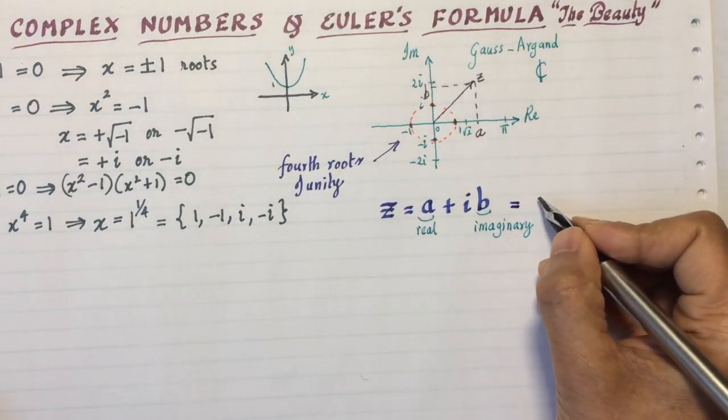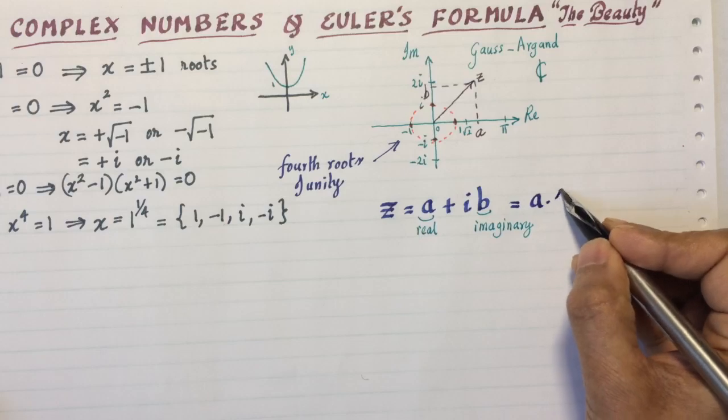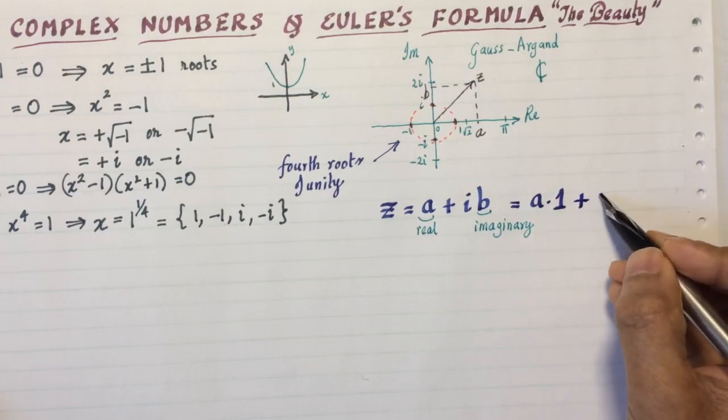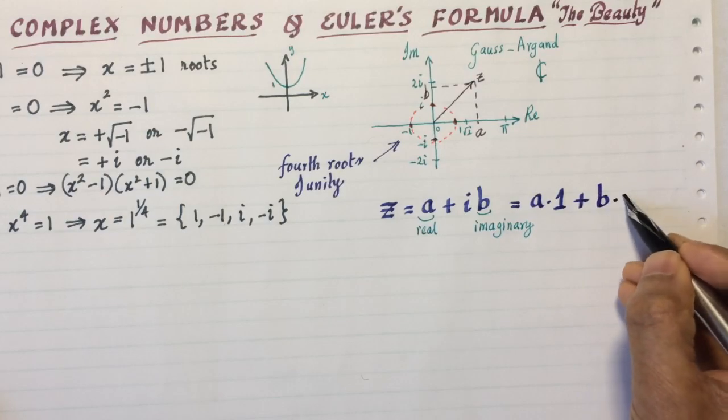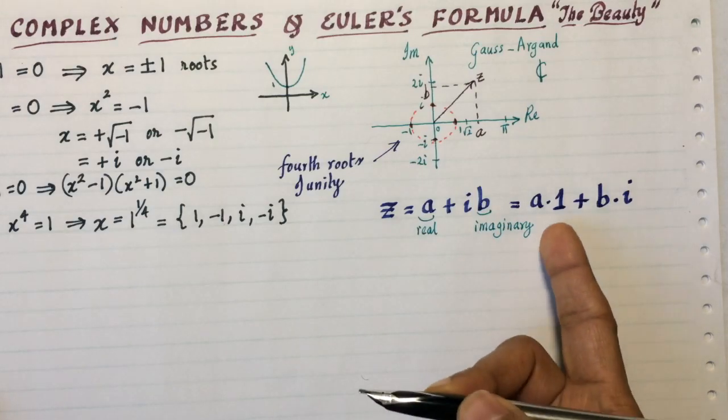I'll write this as a times the unit vector in the direction of a, which is the real axis, and the unit vector there is just the number 1, plus b times the unit vector in the direction of the imaginary axis. And there the unit vector is the complex unit i, which is the square root of minus 1. So that's a nice interpretation.